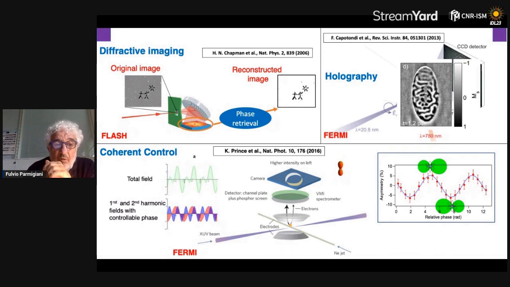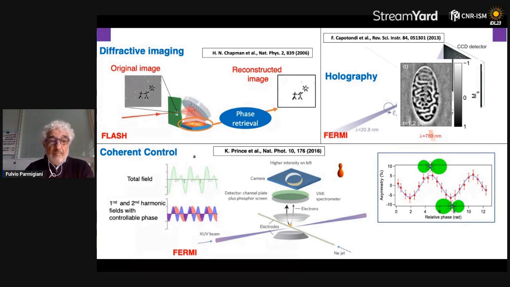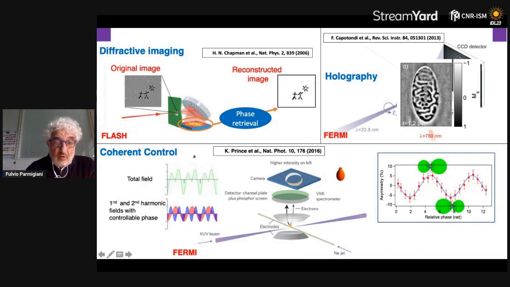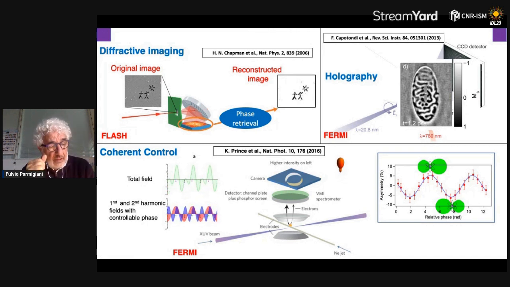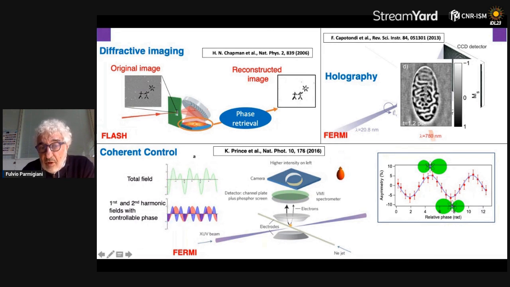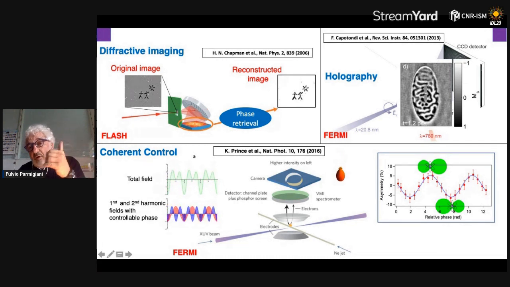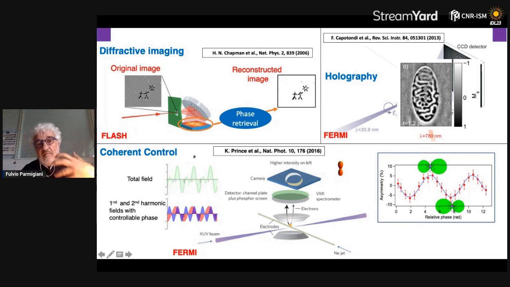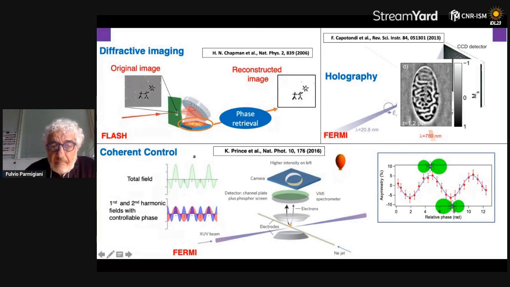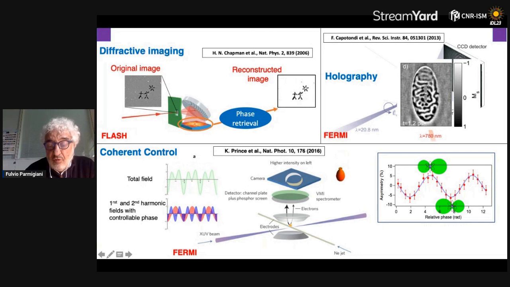But probably the more advanced experiment that has been done with FERMI was made possible because of the coherent control. And this time, we are talking about the longitudinal coherence, not the transversal coherence, where Kevin Prince and co-workers have been able to look at the asymmetry versus the relative phase in an experiment in gas phase, and they were also able to follow in time the shape of the orbitals in a gas. So transversal coherence and longitudinal coherence.